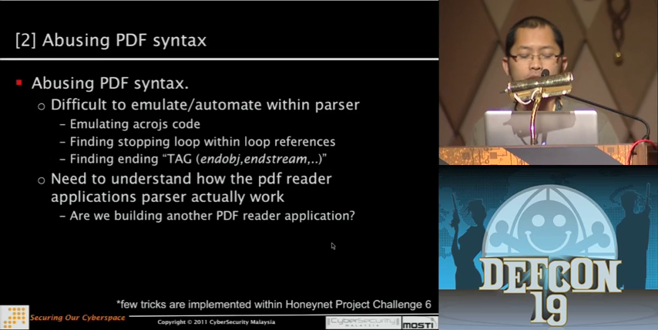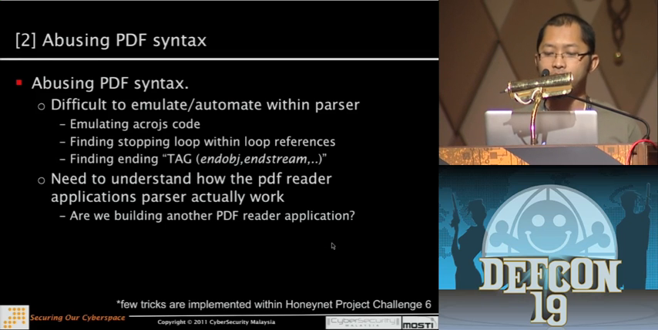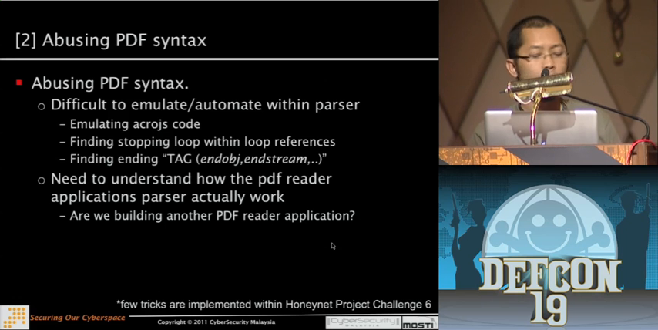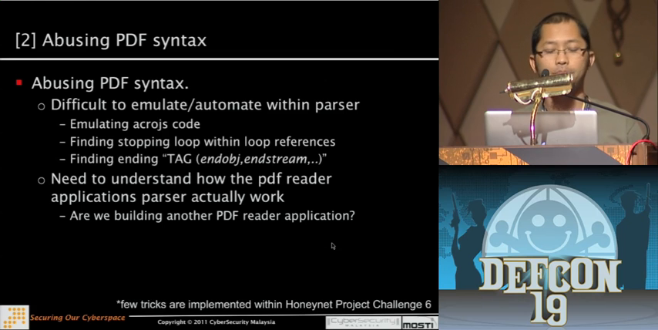Okay, so another thing is, like I mentioned, the problem with this is that it's difficult to emulate or automate within the parser. Something like I mentioned earlier: emulating AcroJS code, finding the stopping loop, and finding the ending tags for endobj and endstream. And of course, you need to understand how the PDF reader application's parser actually works. But then, are we building another PDF reader application? I think not, right? We are building a parser to analyze the malicious PDF.